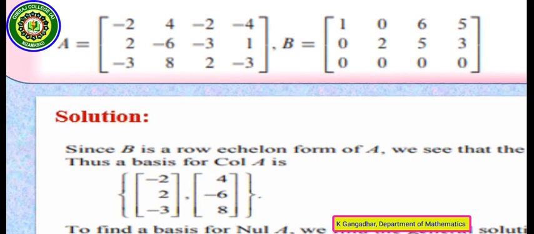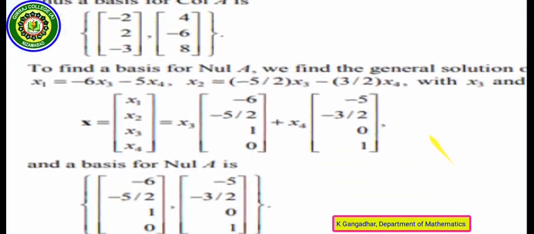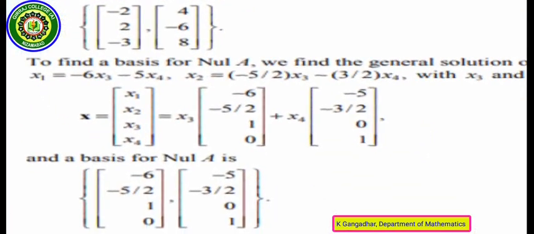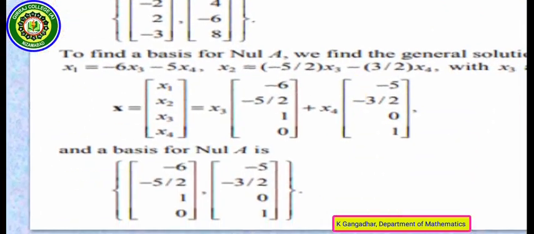If we want a basis for null A, then from B we write Ax equal to 0 form, and we write the equations. Here we get those equations from the matrix B. So 3 rows are there, and the last row is 0. So here we get 2 equations.